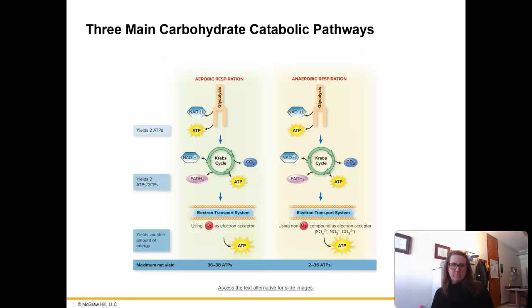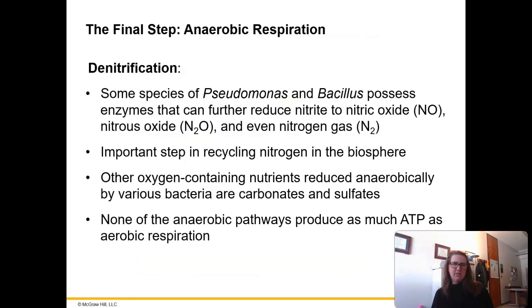Okay, anaerobic respiration. Final step, what's going on? So I told you before that the final electron acceptor is going to be an oxygen-containing compound. So we have nitric oxide, or NO, nitrous oxide, N2O, and even nitrogen gas. So some species, as it mentioned, Pseudomonas and Bacillus, possess enzymes that can further reduce nitrate to these various nitrogen oxygen-containing compounds.